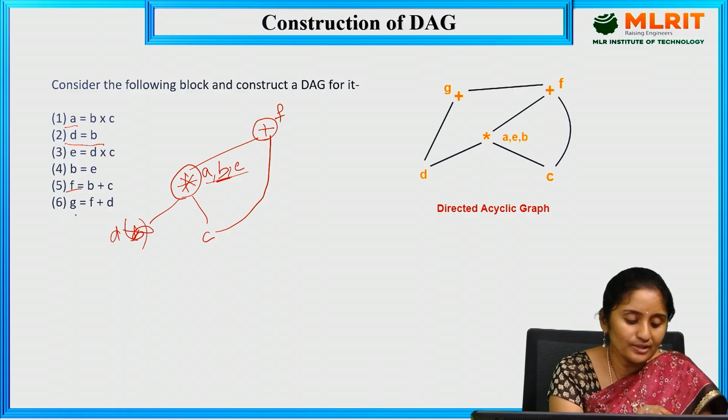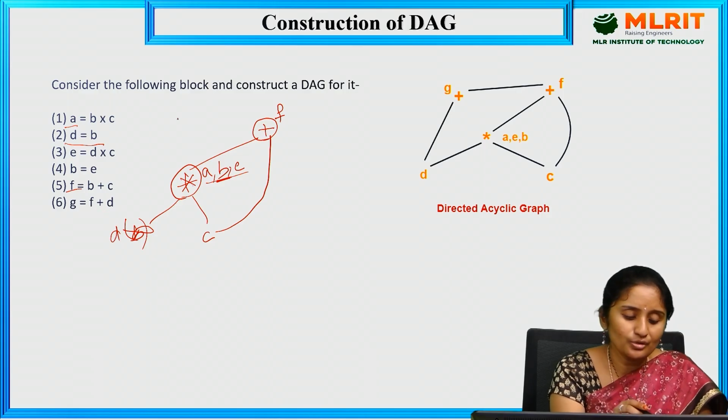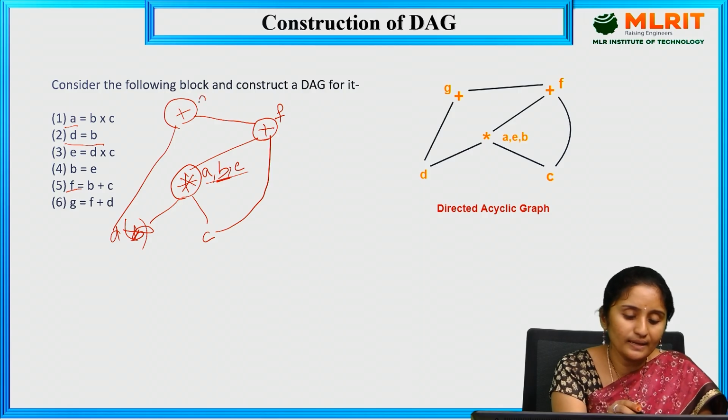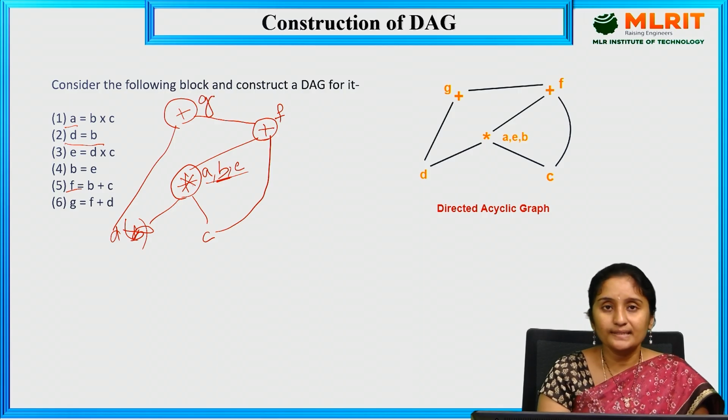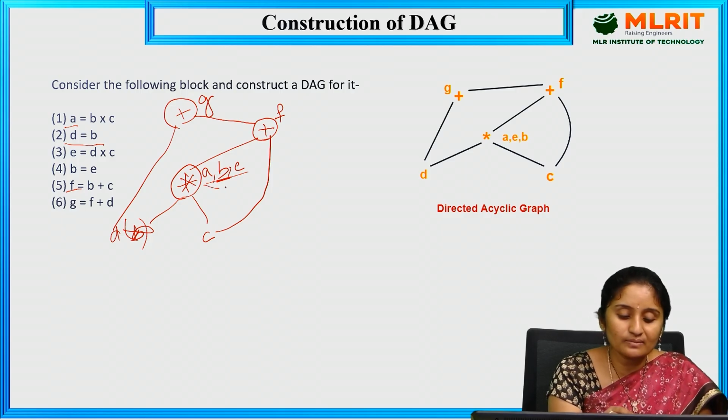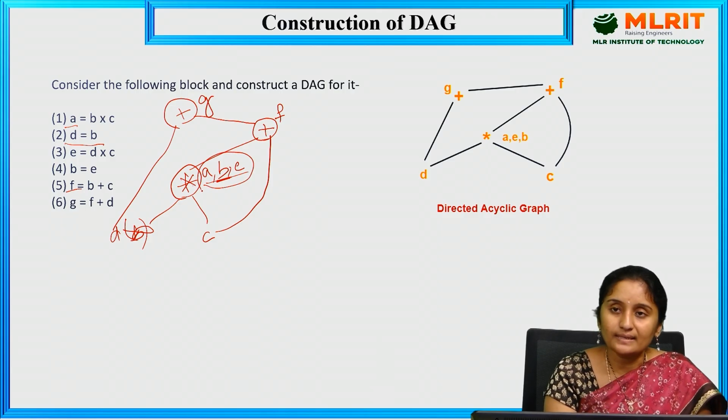The next one is G equal to F plus D. So here I am having plus, G equal to F as the left child and D. So plus D, and the result is G. So this is nothing but the DAG. Here see, D into C is given for 3 statements, that is A, B, and E.